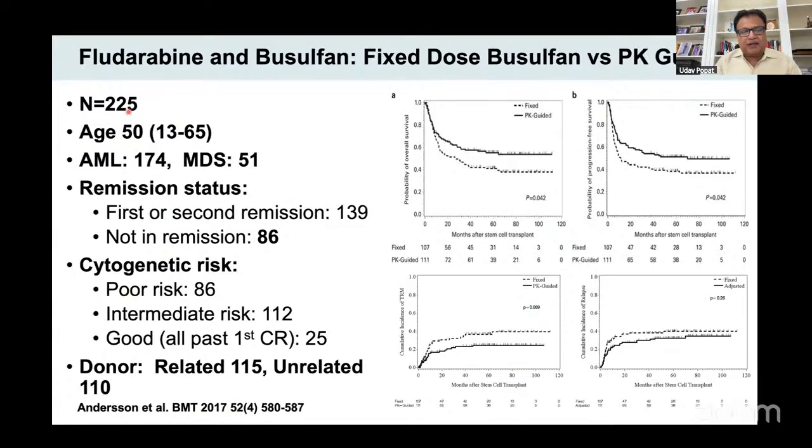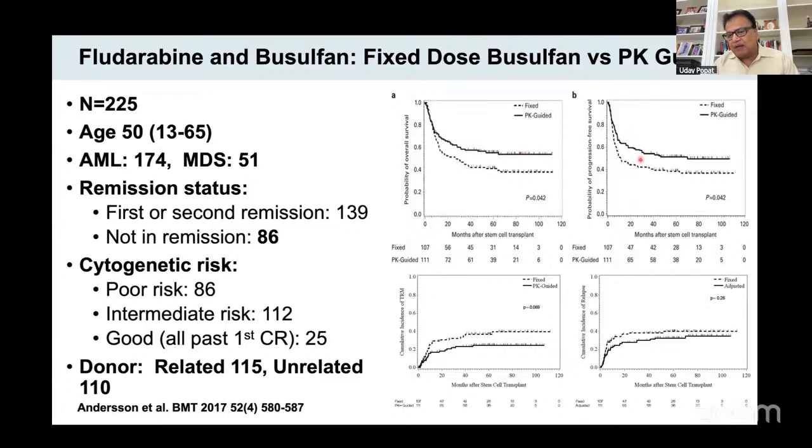We had 225 patients with AML and MDS. Patients either got fixed dose, 130 milligrams per meter square of busulfan and fludarabine, or they got PK-guided the way I showed. And we targeted, this was a myeloablative regimen, so we targeted area under the curve 24,000. And what you can see here is this translated into better overall and event-free survival.